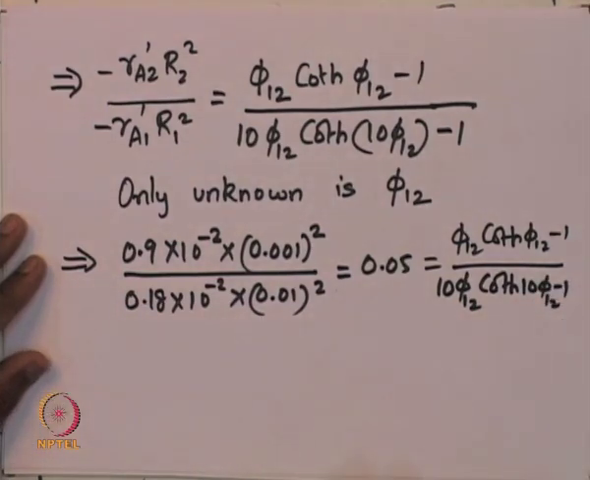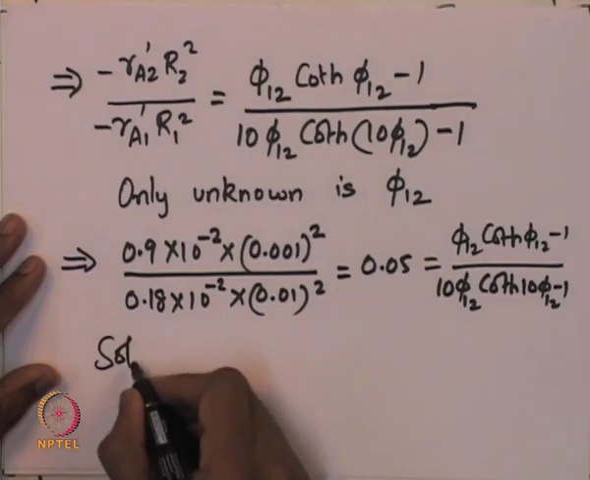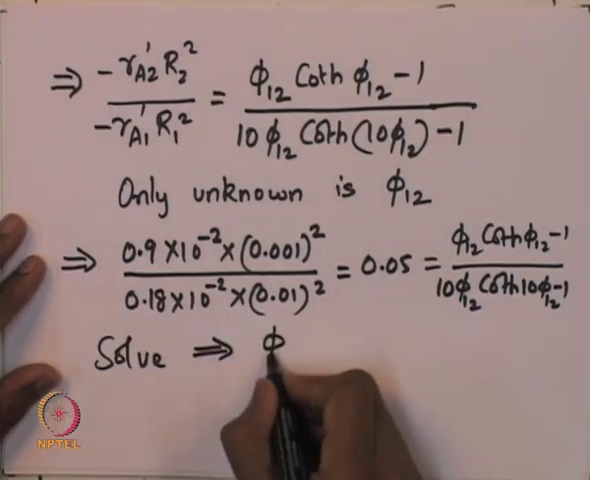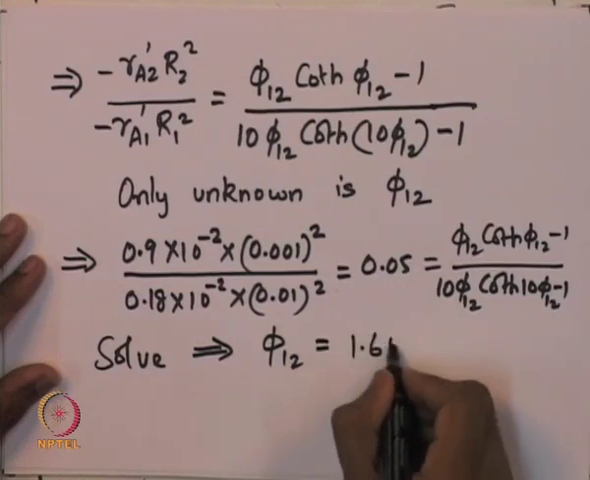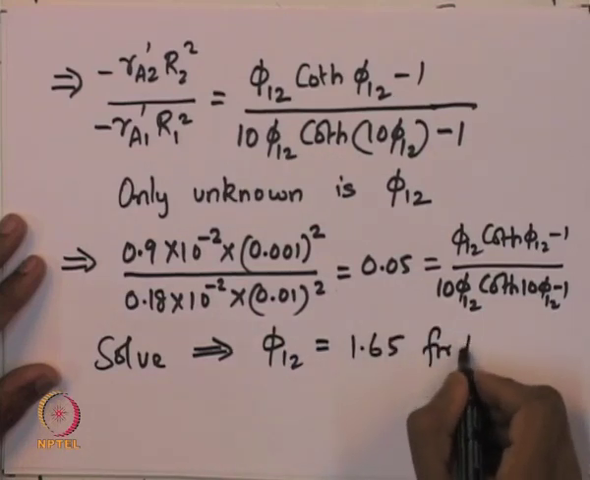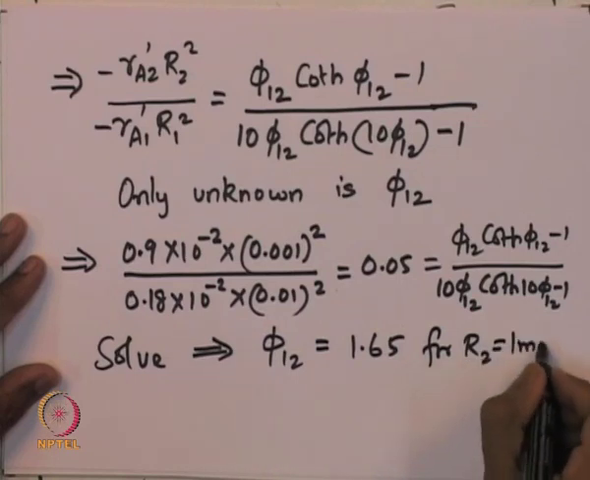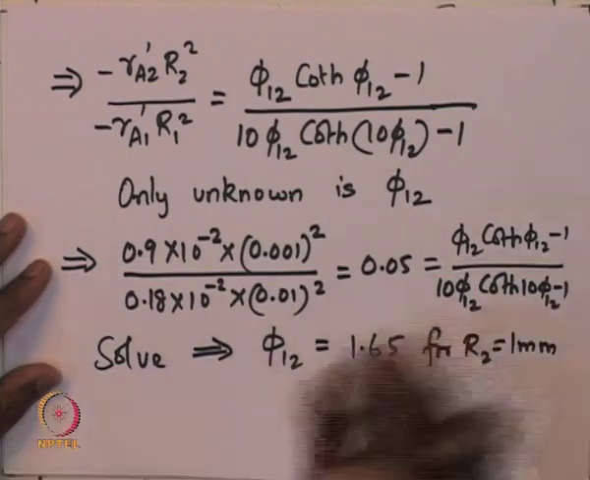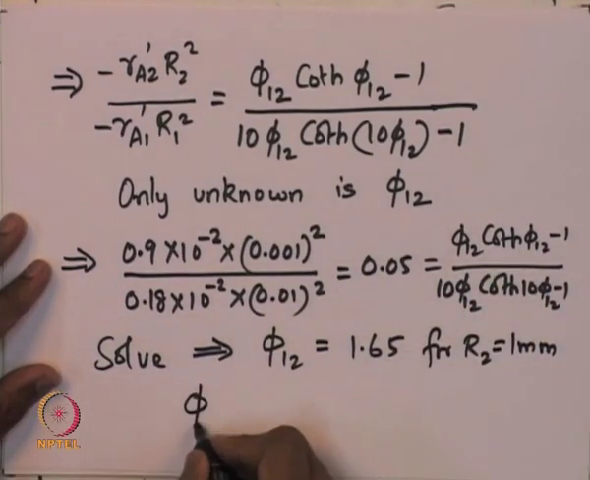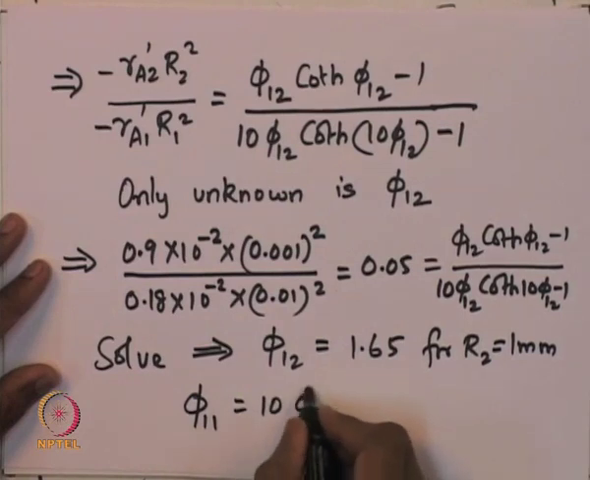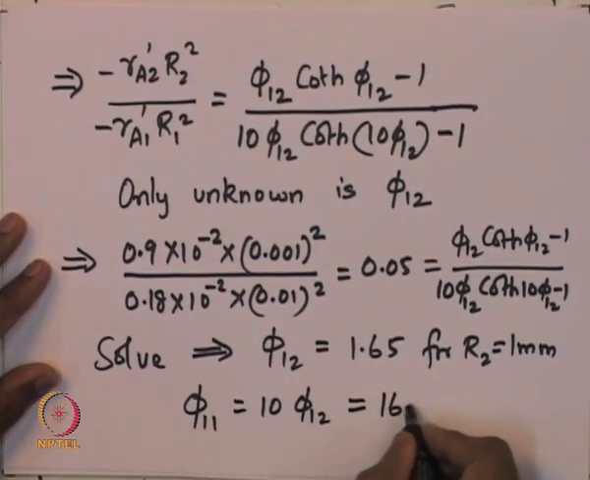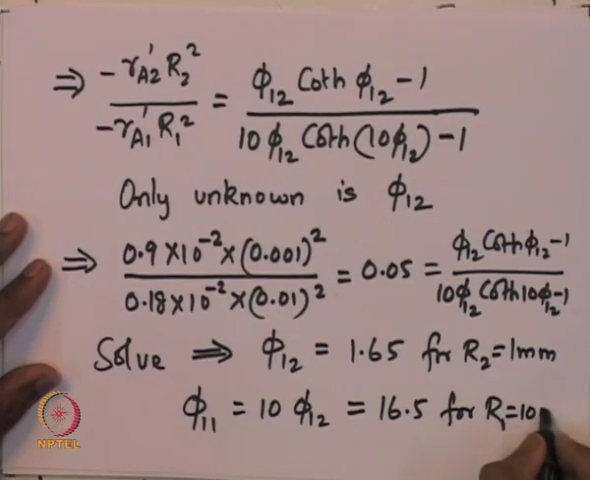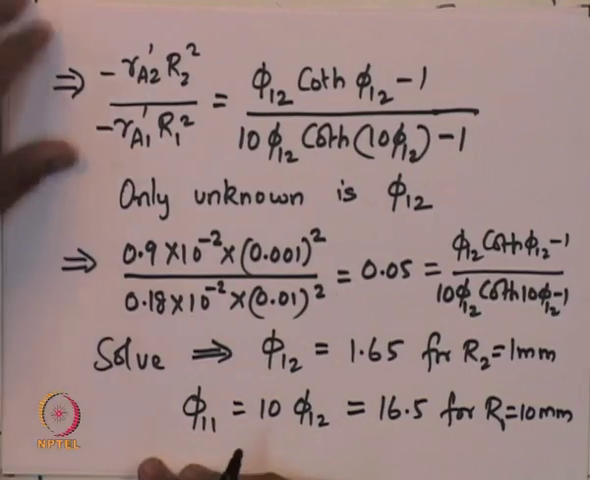So, now by solving this expression, we can find out the Thiele modulus for the second experimental run. So, solving we can find that phi 1 2 is about 1.65. This is for R 2 equal to 1 millimeter. We also know the relationship between the Thiele modulus of these two experimental conditions. So, from there we can find out phi 1 1, which is 10 times phi 1 2, that is equal to 16.5 for R 1 equal to 10 millimeters.